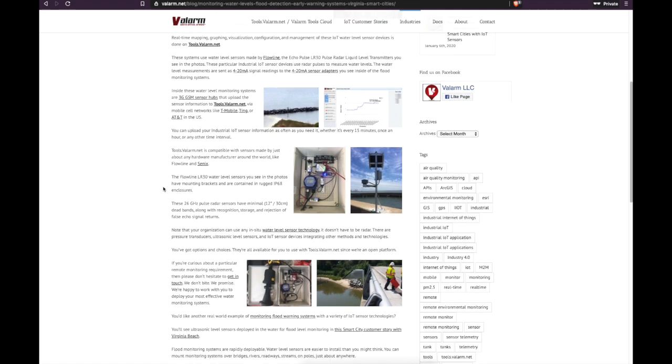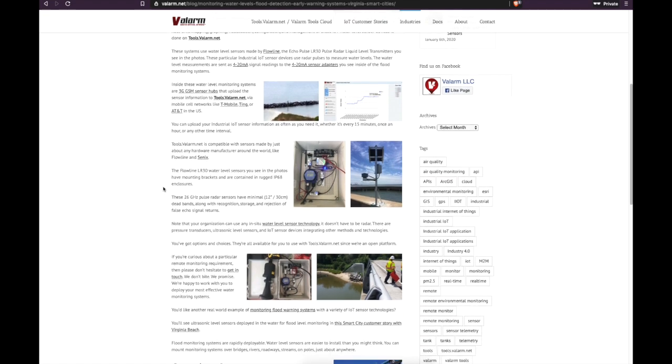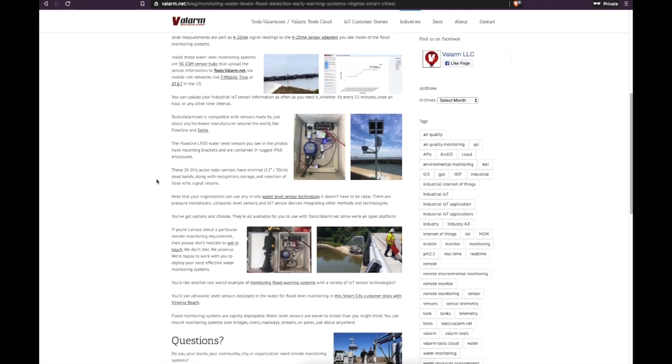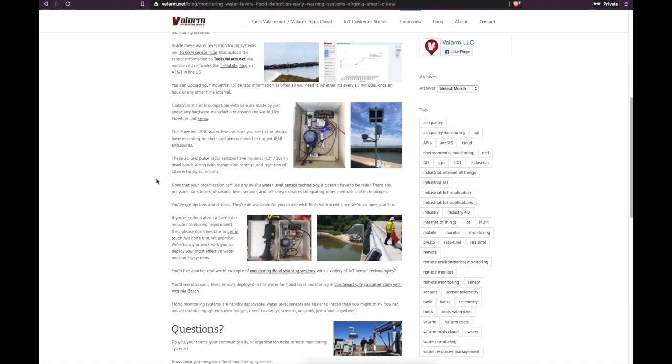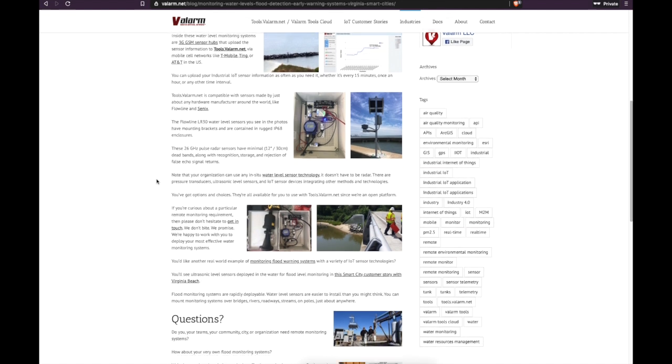The Flowline LR30 water level sensors you see in the photos have mounting brackets and are contained in rugged IP68 enclosures. These 26 gigahertz pulse radar sensors have minimal 12 inch or 30 centimeter dead bands, along with recognition, storage, and rejection of false echo signal returns.